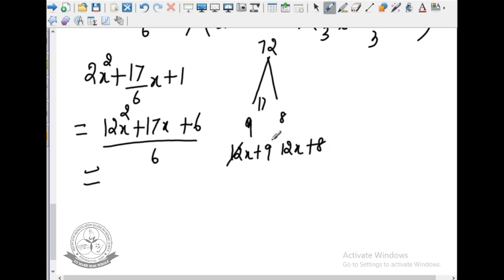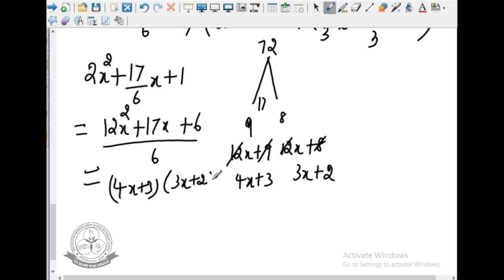So I will do the cancelling. So this one I can do the cancelling by dividing by 3. So 4x plus 3 here, divided by 4. So 3x, 3 4s are 12 plus 2 4s are 8. Here we can cancel by the separate number, right? So 4x plus 3 into 3x plus 2 divided by 6.